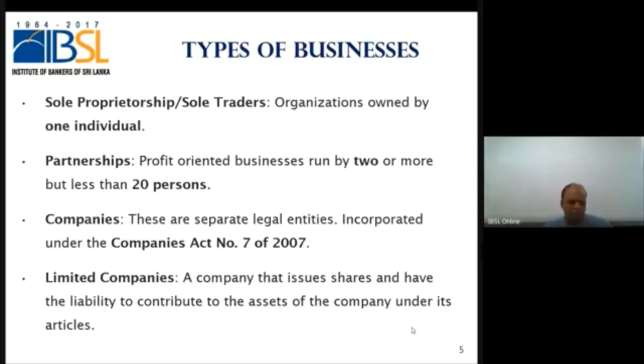Say for example, if the company's assets are, let's say, 10 million, and the liability or obligation that they have to meet is 12 million, they will meet the liability only up to 10 million. The balance 2 million will be a loss to the people who have lent to this company.